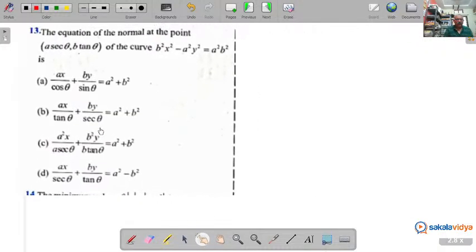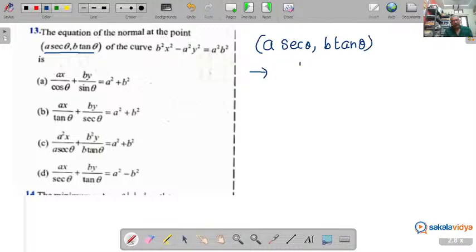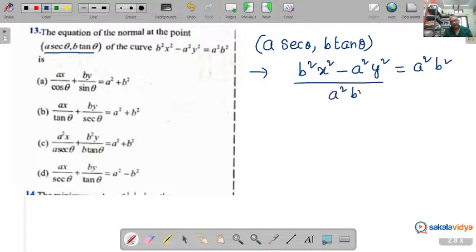So this is a direct question. Find the equation of the normal at theta, that means at a sec theta comma b tan theta, to the curve b square x square minus a square y square is equal to a square b square. Divide both sides by a square b square. So you get x square by a square minus y square by b square is equal to 1. It is nothing but a hyperbola.